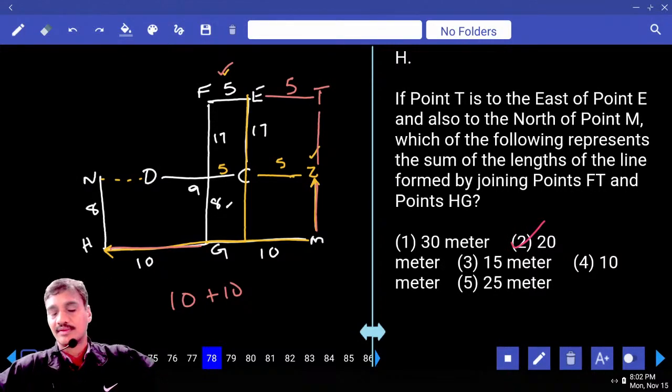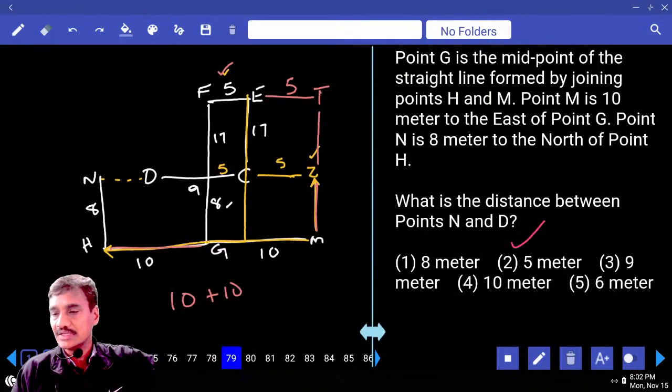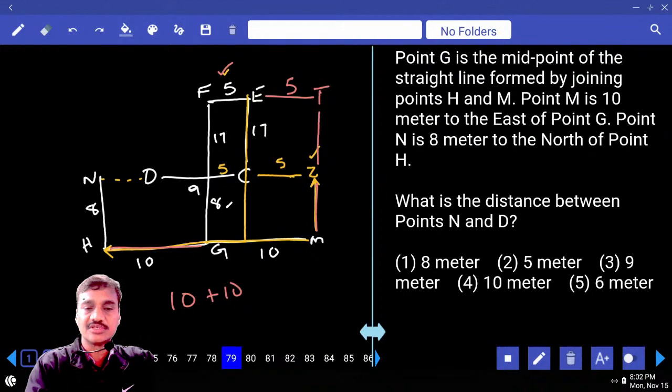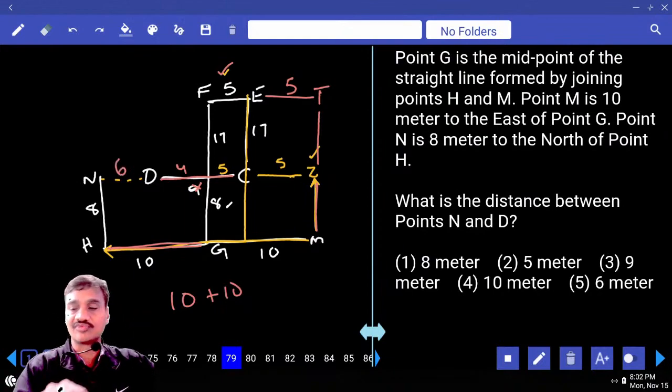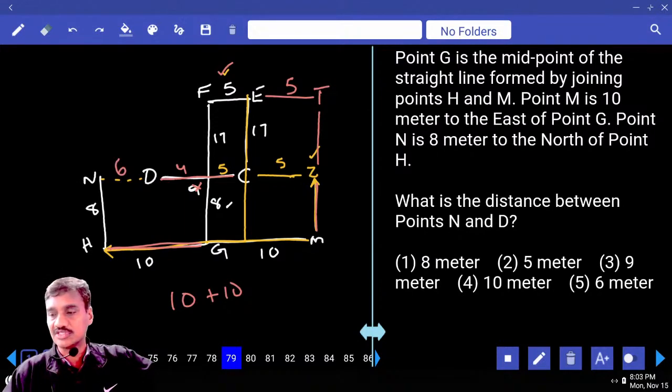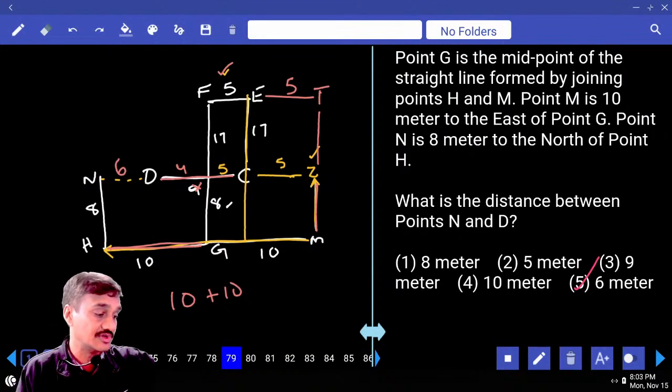Clear? Then, now 79. What is the distance between N and D? The total distance is 10, out of which this distance is 9, of which this is 5 and this will be 4. Then what else is left over here? Out of these 10, 6 more is left over. Now the distance between these two is 6 meters, that is choice 5, question number 79.